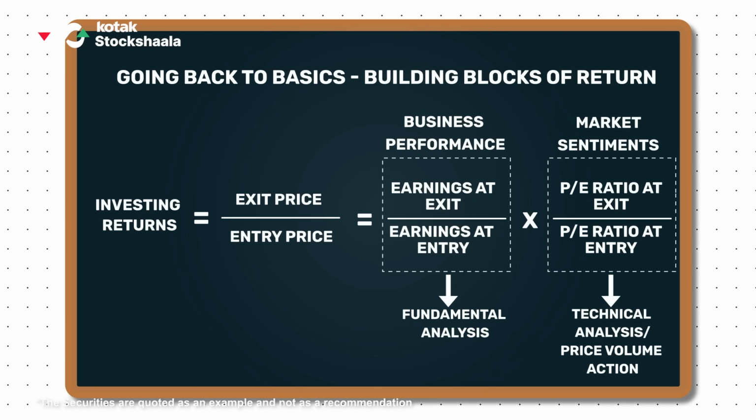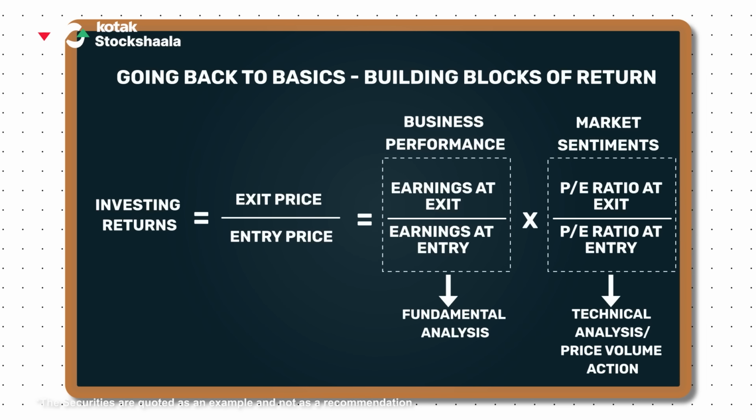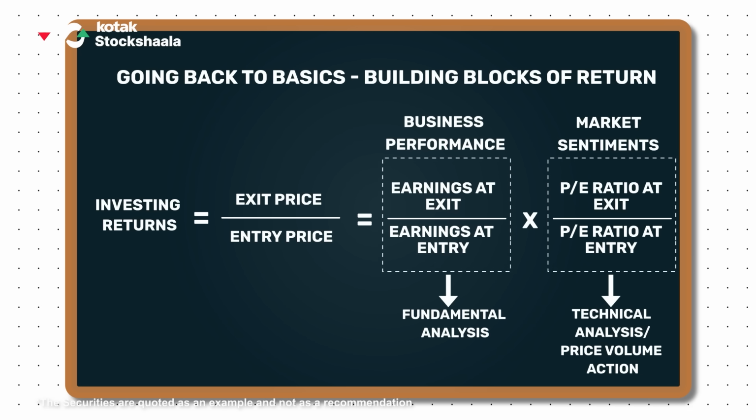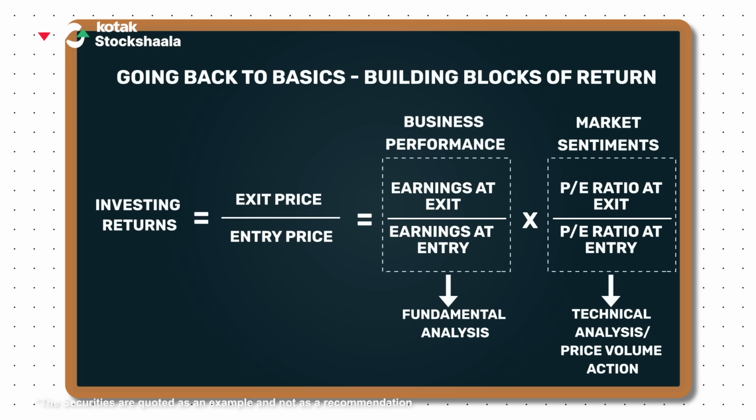Now, when you entered that stock, there would be some earnings per share in that company. Let's say when you bought that stock at 100 rupees, that company was making 10 rupees of earnings. And when you sold that stock at 1000 rupees, it was making 50 rupees of earnings, which means over the period you were holding the stock, the earnings of that company went from 10 rupees to 50 rupees. That is what this particular block tells you.